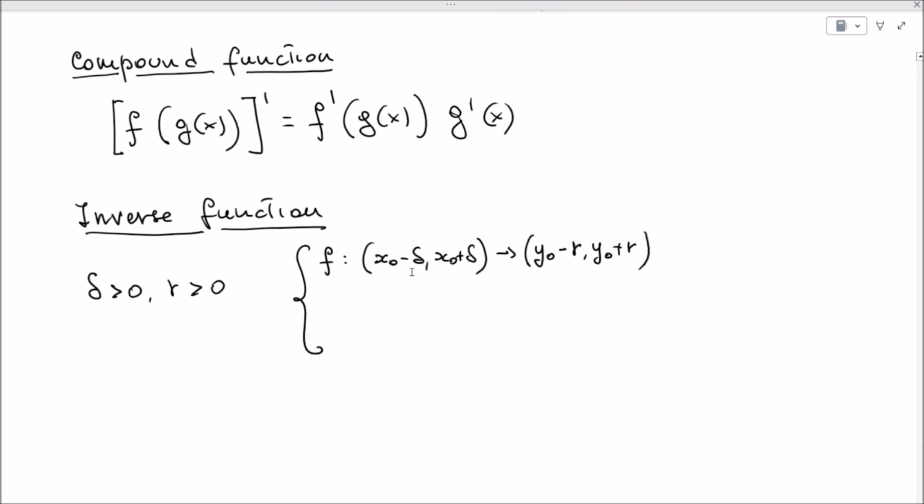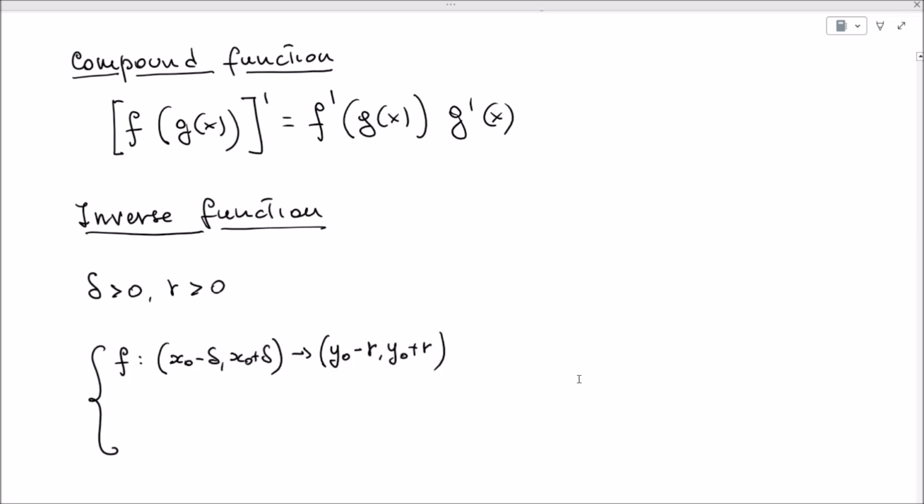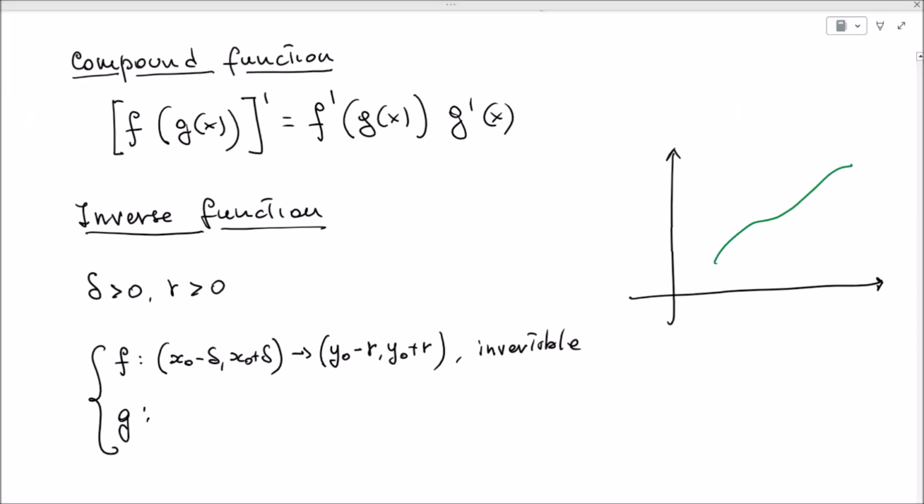So this is the function f, and we said that this function is invertible. Let me copy this here. This function is invertible. Then we have another function g. So let me make a graph here. Maybe this will help understand. So let's say that we have this function here. This is the function f.